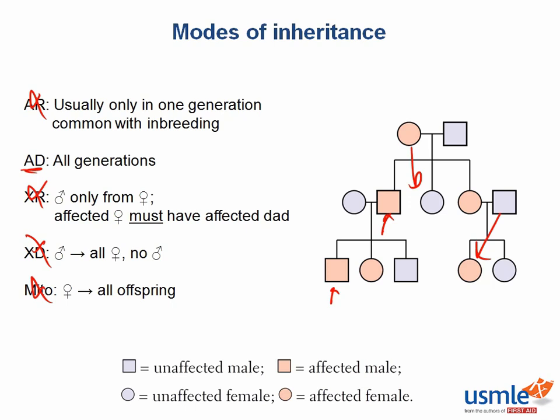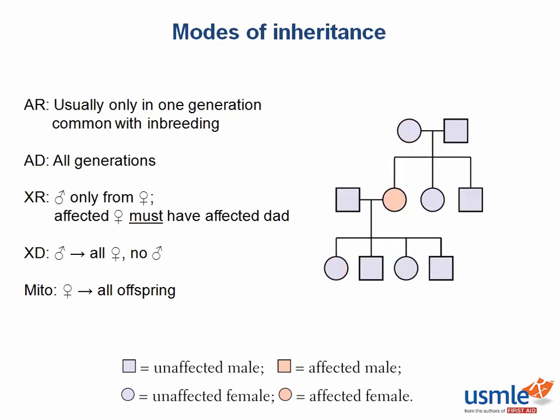Alright, I'll do just one more. So in this case, only one generation is affected. And as far as step 1 is concerned, this will pretty much always mean that it's autosomal recessive.